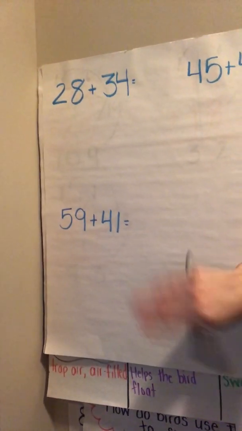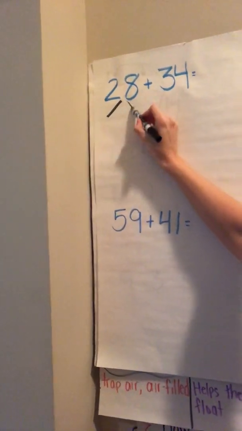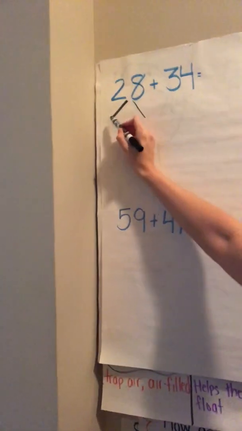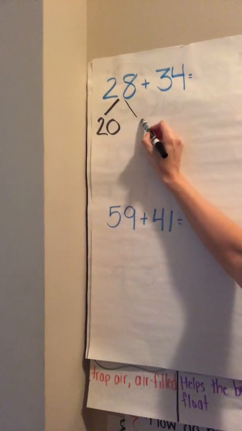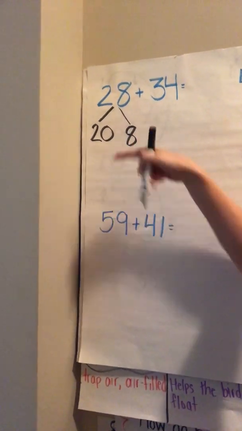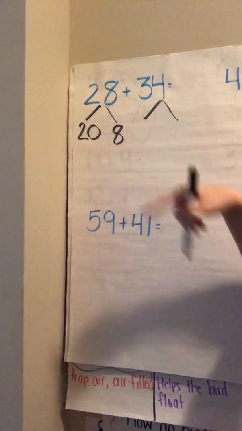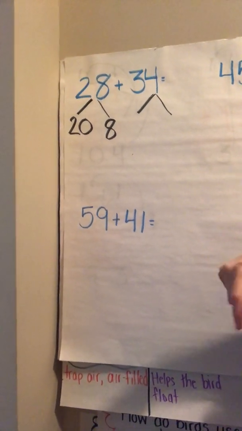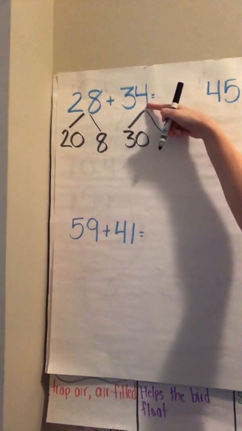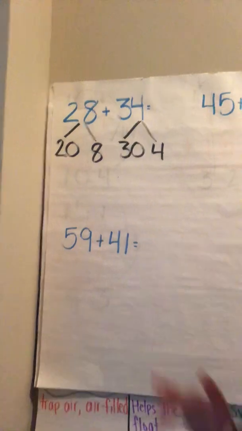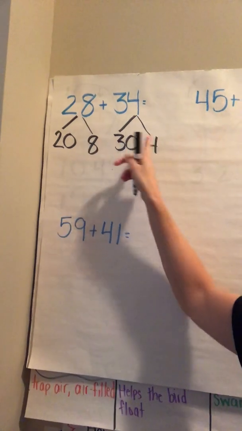Now what we're going to do is break each number into the tens and ones. So for 28, our 2 really stands for 20 because we have two tens, and our 8 stays our 8 for our ones. Then we're going to do the same thing for 34. So we have our 3 for our tens, which really stands for what? Not 3, but if you have 3 tens, you have 30, and then our 4 stays in our ones, so we have our 4. So that is step 1. You're going to break each number into the tens and ones.